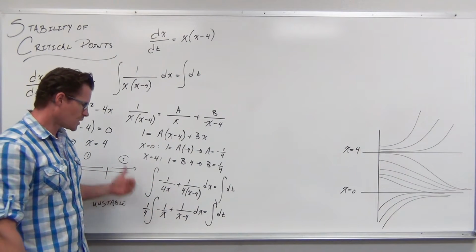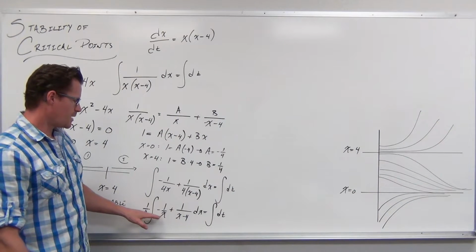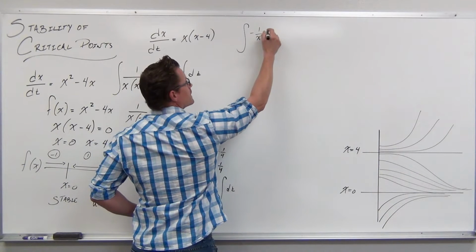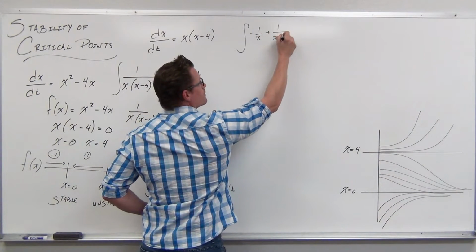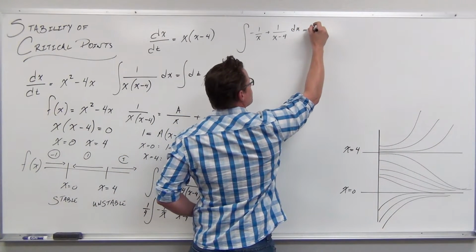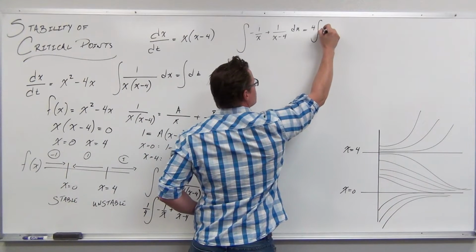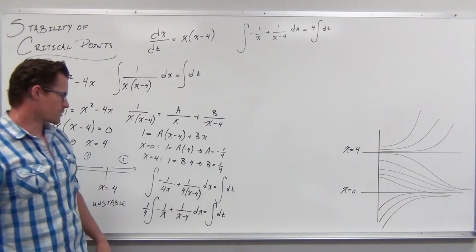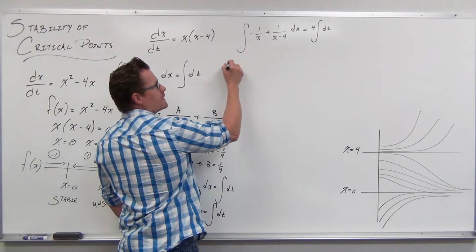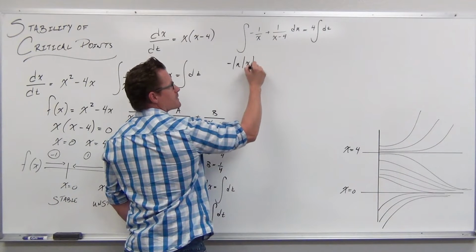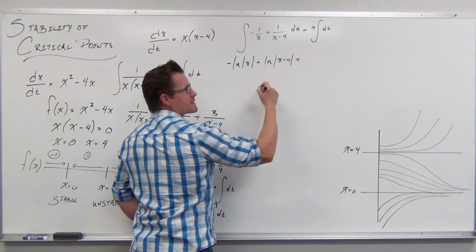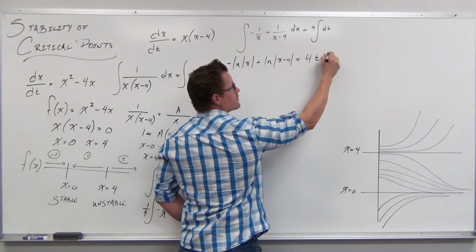So I'm going to multiply by 4 on both sides. I'm also going to integrate. So when we get the integral of negative 1 over x plus 1 over x minus 4 equals 4 times the integral of dt. So we're just multiplying by 4. On the left-hand side, yeah, we're going to get a negative ln absolute value of x. We'll get another ln absolute value of x minus 4. On the right-hand side, we simply get 4t plus c sub 1.